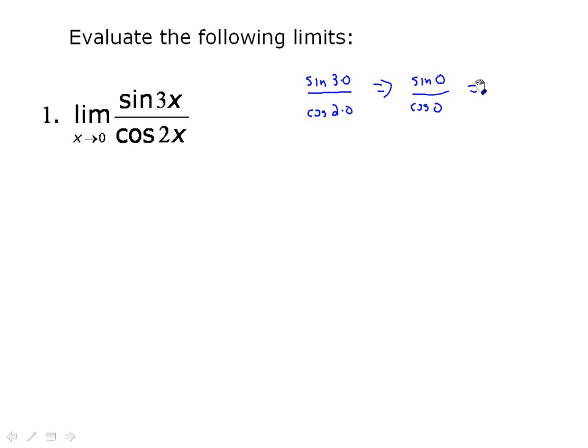Now the sine of 0 radians, if you think to your unit circle or use your calculator, is equal to 0. But the cosine of 0 is equal to 1. So this whole thing is equal to 0. So that's not too bad. Pretty straightforward, in fact. And if you did graph this, you'd see that this is true as well.